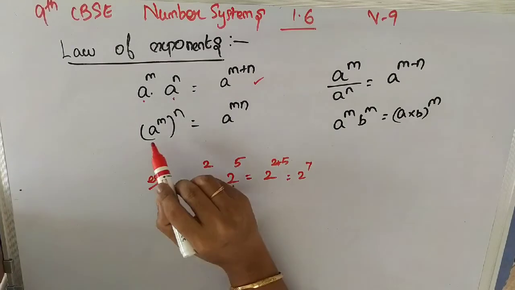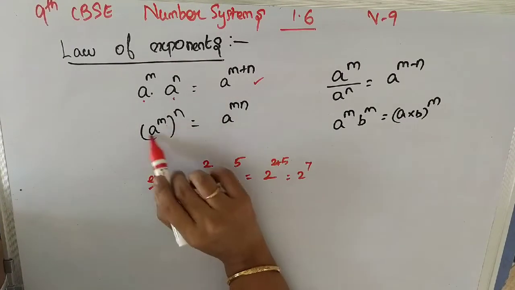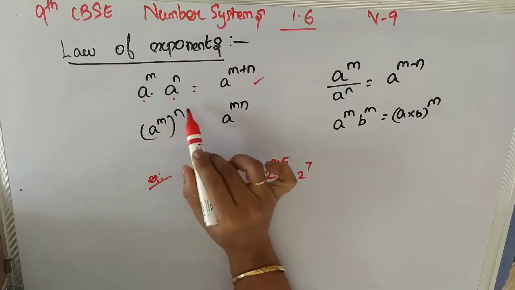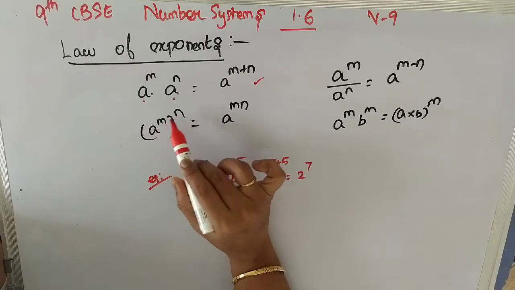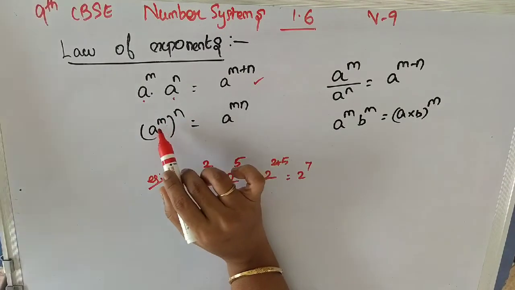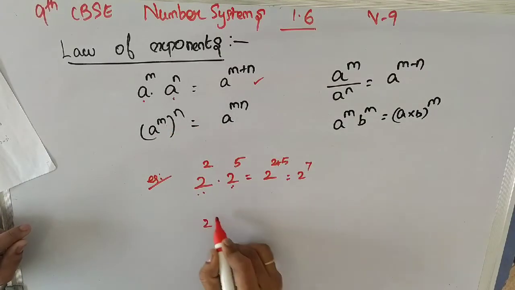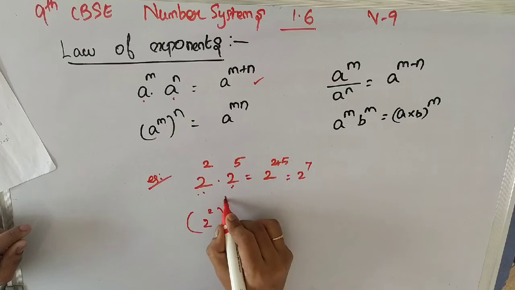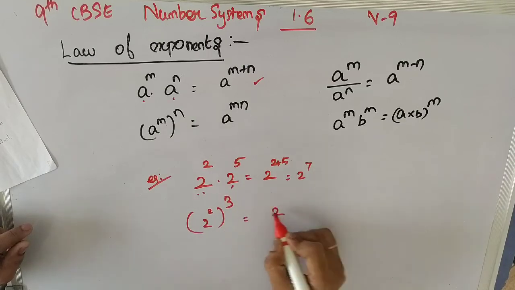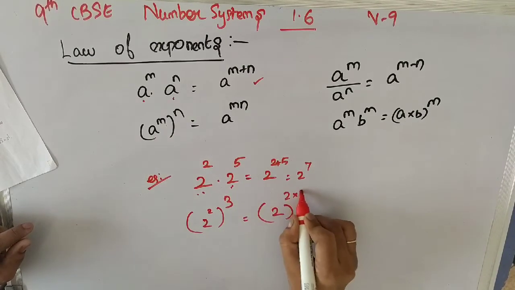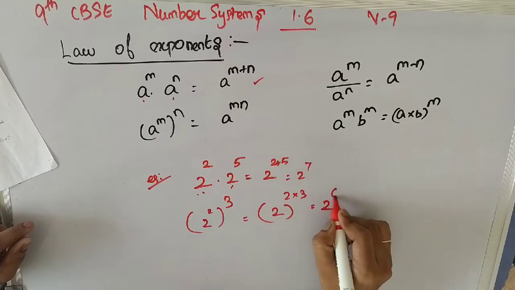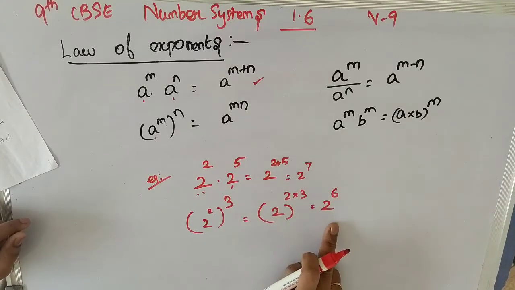Clear? The second law is a power m the whole power n is equal to a power m into n. We are just multiplying the powers. Now here is an example: 2 power 2, the whole power 3, is equal to 2 power 2 into 3, because we are just multiplying the powers, so we get 2 power 6.